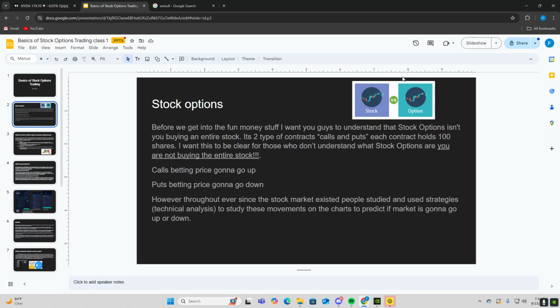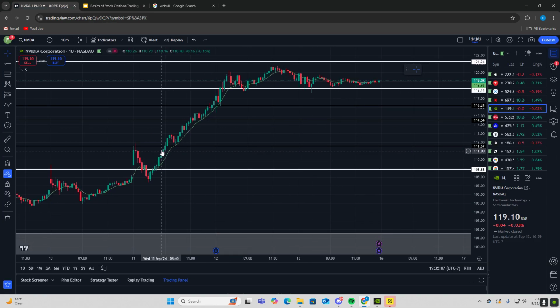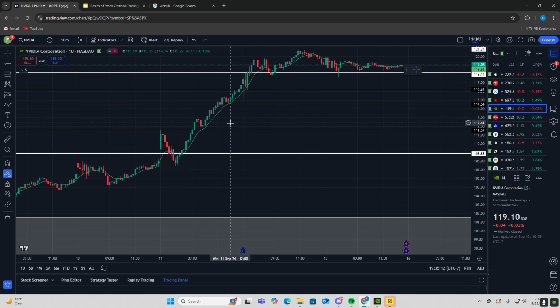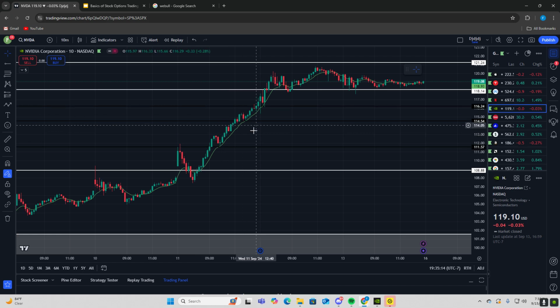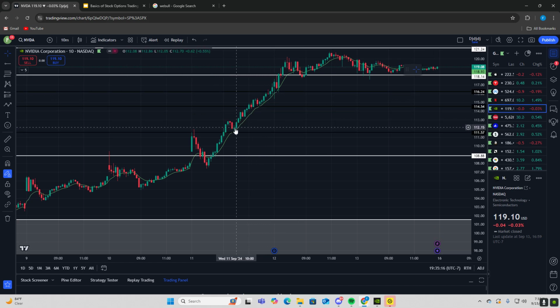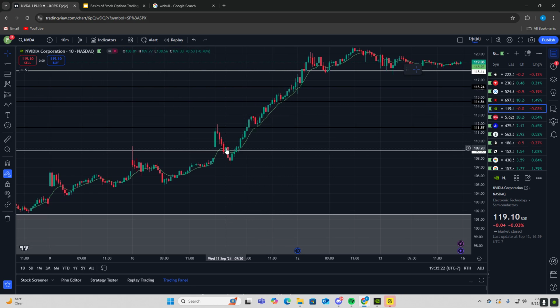Basically, there are two contracts, right? You got calls and you got puts. Calls means you're betting the price is going to go up. Puts means you're betting the price is going to go down. So when we're in an uptrend, you're going to want to try catching moves like these, and that's when you try placing some calls, and you'll make money when the stock goes up, like with this. But if the stock goes down and you're in calls, then you'll lose money.